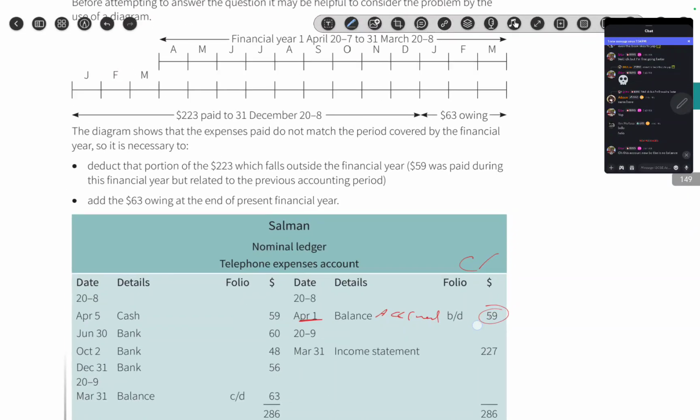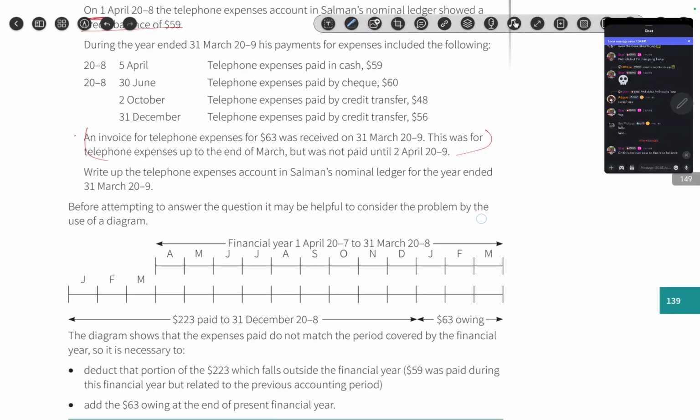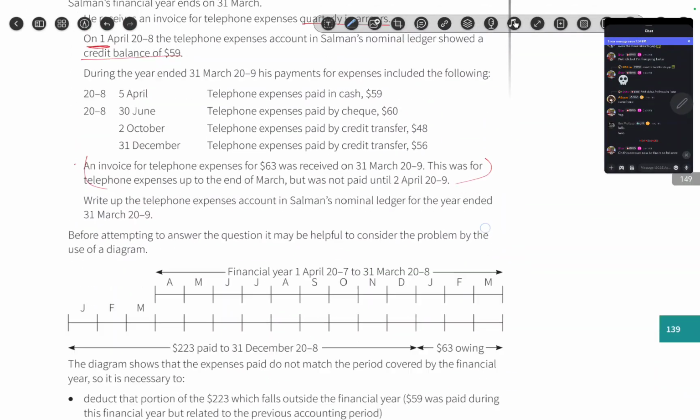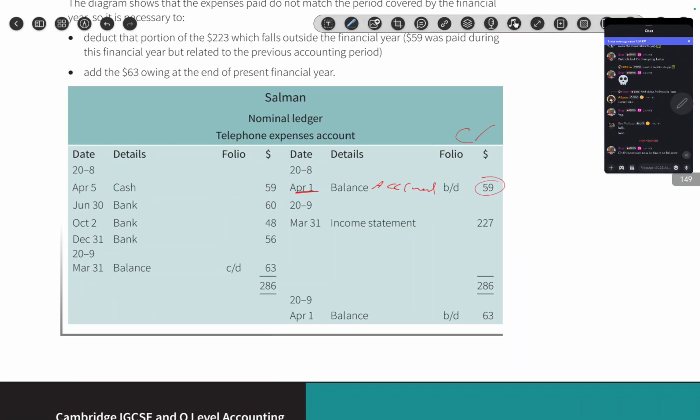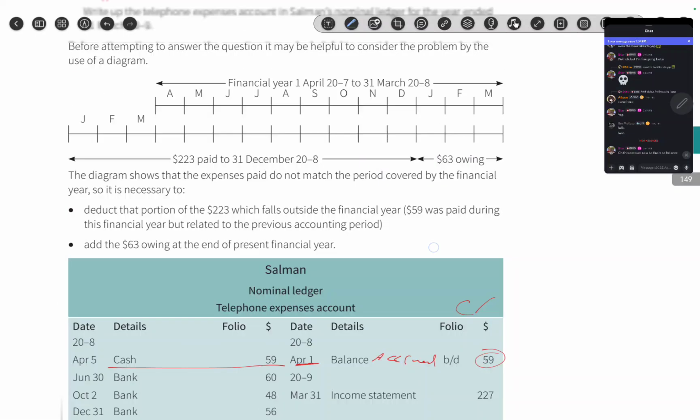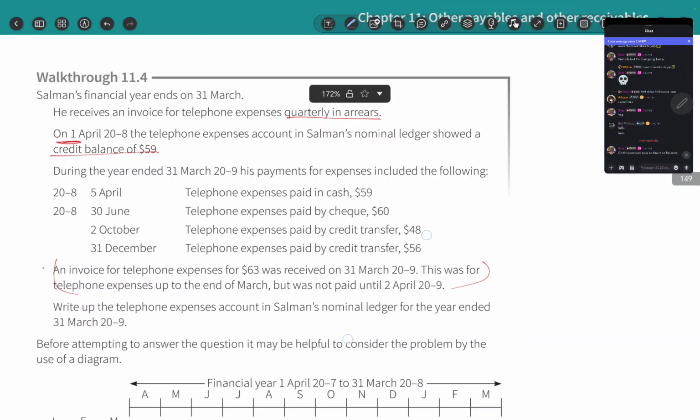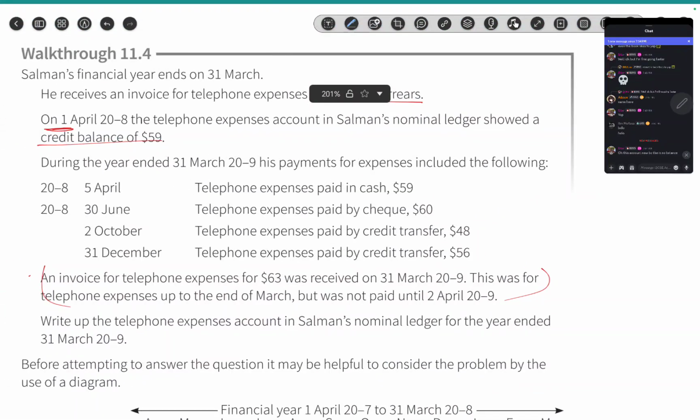It's accrued, it's 59, it's coming as balance b/d. How do we know it's on the credit side? The question straight up told us. And now on 5 April we pay 59. This cancels out, that's the point of writing it on the credit side. If you're not making the T account, then you're going to have to do something like this. This is relating to the previous year.